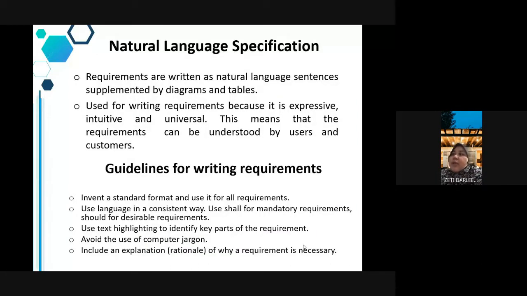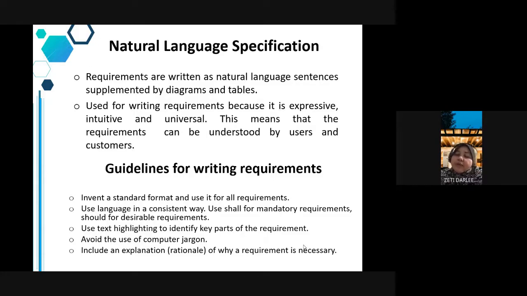So natural language specifications is written in natural language, supplemented or supported by diagrams and tables. Kalau perlu letak flowchart, letak flowchart. Kalau perlu letak item descriptions, letak dalam item description tables. Usually item description ni kita perlukan untuk storage lah, database. Used for writing requirements because it's expressive.